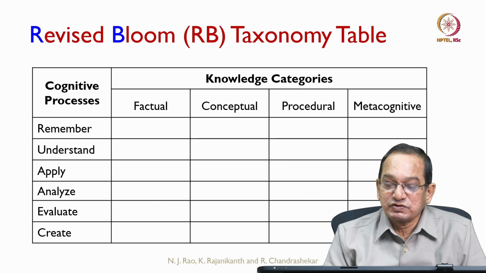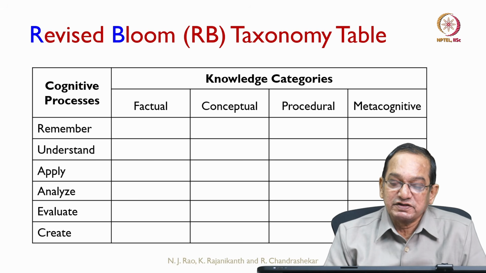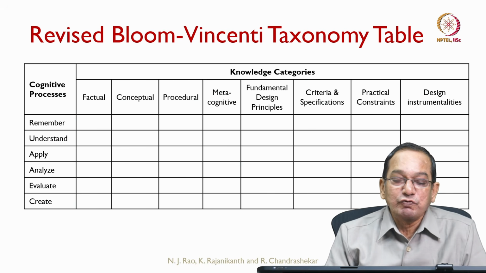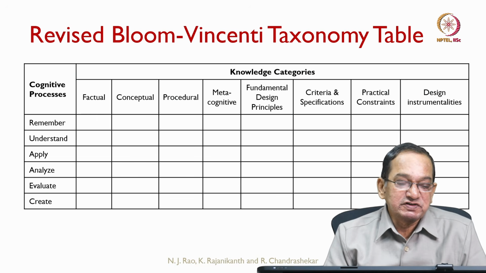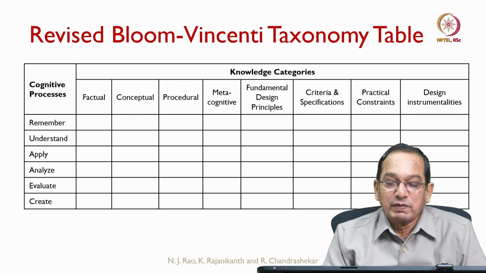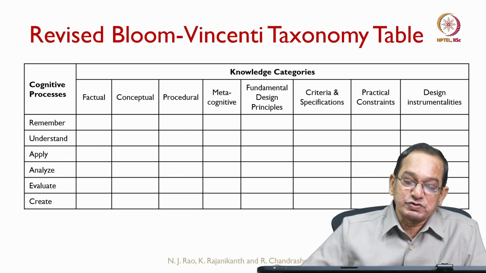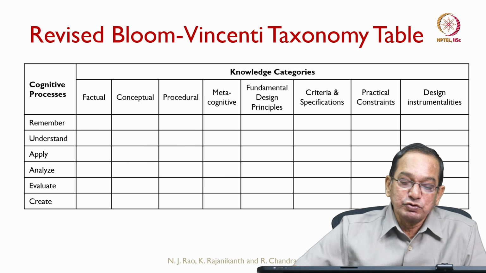When we add columns corresponding to the knowledge categories which are specific to engineering, we get a revised Bloom-Vincenti taxonomy table, which is the same on the cognitive process side, but on the knowledge category side, we add columns of the knowledge categories which are specific to engineering. That means fundamental design principles, criteria and specifications, practical constraints, and design instrumentalities. These are in addition to the four general categories of knowledge: factual, conceptual, procedural, and metacognitive.